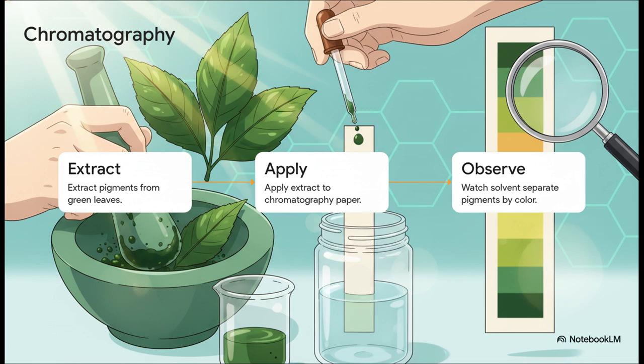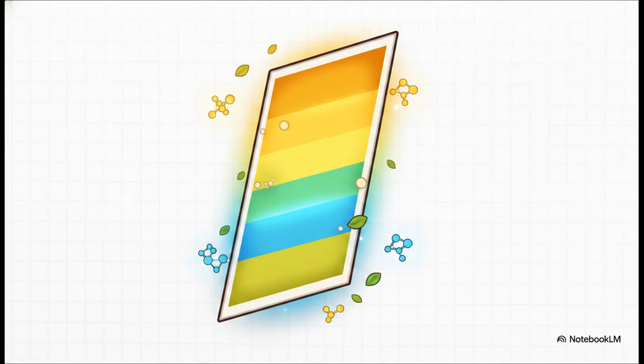First, you extract the leaf pigments. Next, you apply that extract right onto your chromatography paper. Finally, you sit back and observe the separation by color as the solvent carries them up the paper based on their unique chemical properties. What this shows us is that a leaf's color isn't just one single pigment. It's a whole team of distinct molecules working together.